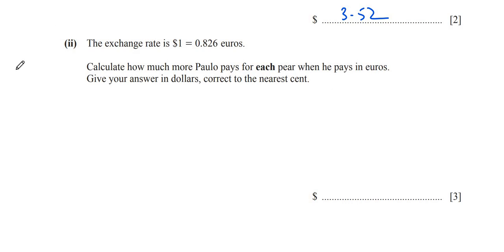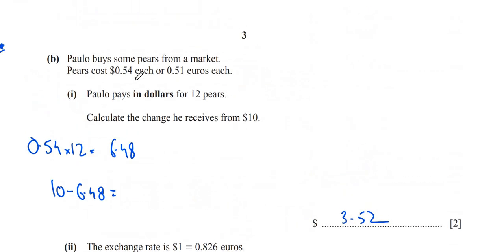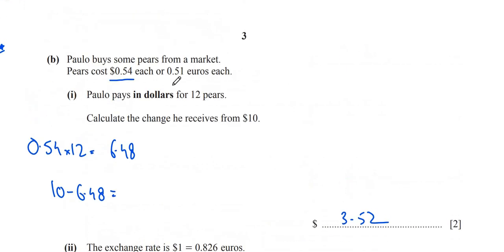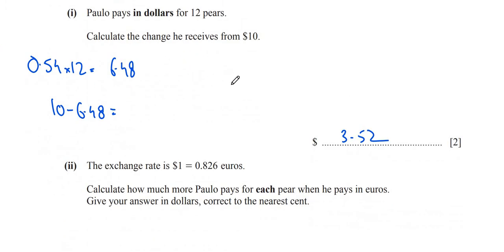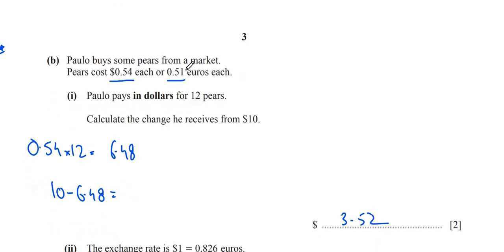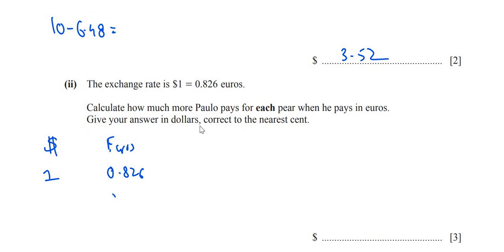So in this question, guys, what we should be doing is, because it's asking how much more Paula pays for each pear when he pays in euros, you will convert 0.51 euros into dollars. Okay, so look, $1 is 0.826 euros. One pear costs 0.51 euros. So we will convert it into dollars.